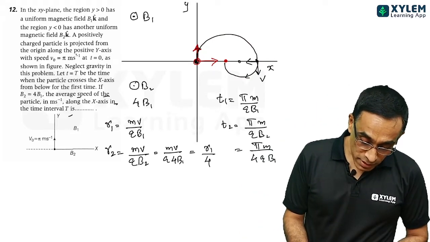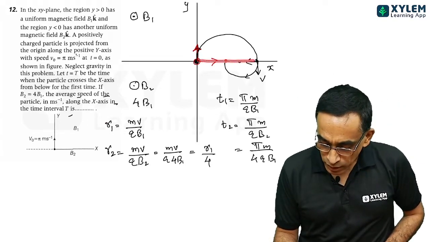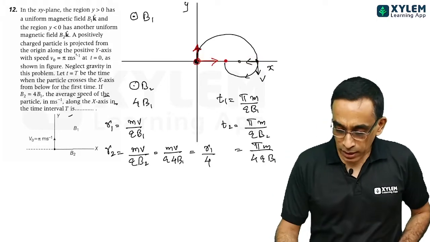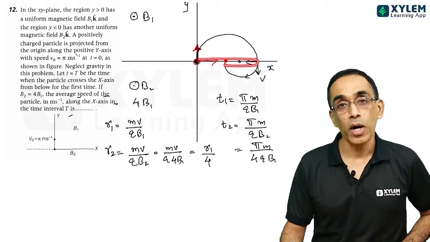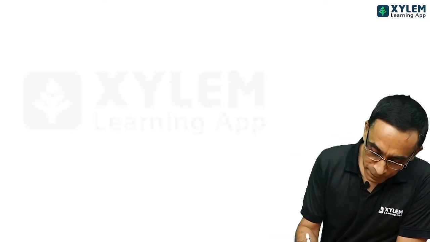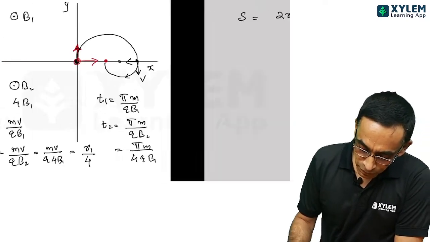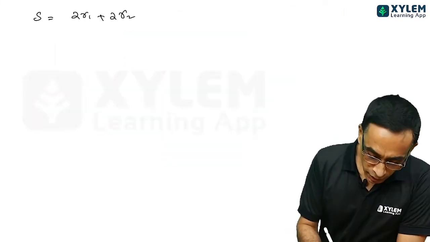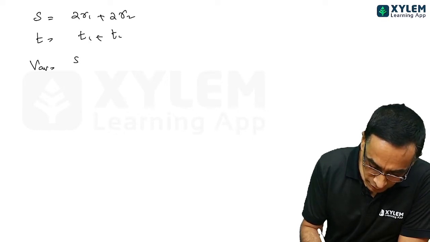Now for the average speed along the x-axis, what is the distance traveled along the x-axis? It has gone forward and then come back. From here to there it has gone, that is 2r1. And coming back, how much? 2r2. So the total distance traveled is 2r1 plus 2r2. So S equals 2r1 plus 2r2. But we know r2 is r1 by 4. We can use that. And what is the total time? That is T1 plus T2. And what is the average speed? That is S by T.